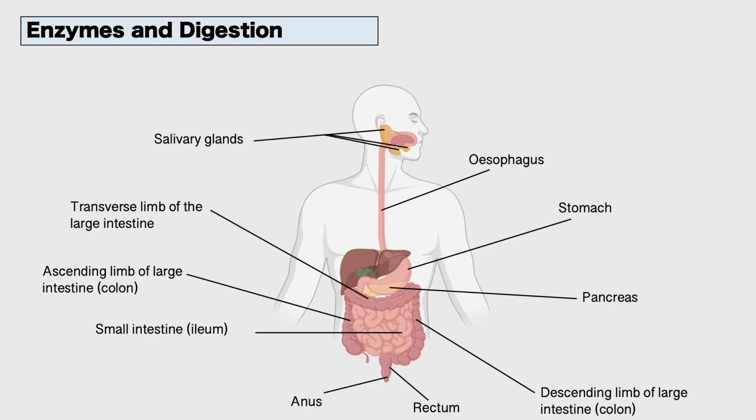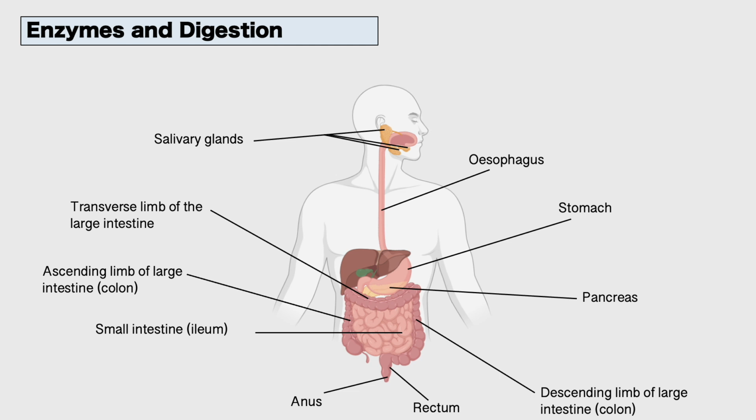Now moving on to enzymes and digestion. Here are the main parts of the digestive system. The salivary glands pass secretions containing the enzyme amylase, which hydrolyzes starch into maltose. The esophagus carries food from the mouth to the stomach. The stomach physically digests the food and has peptidase enzymes which digest proteins.